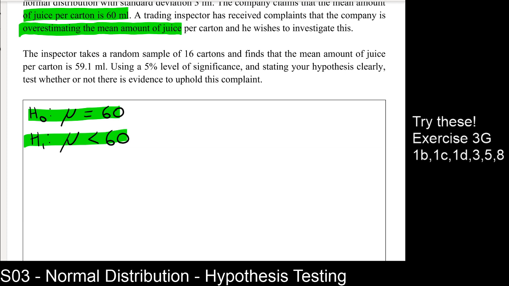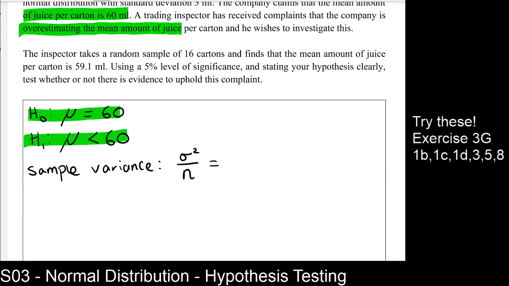So firstly, what we need to do is work out our sample variance, and be careful because this is different than what it normally is. For the sample variance, we're just going to write that it's sigma squared over n. So just be careful: when we're doing the hypothesis test, we need to do sigma squared, the variance, divided by the number in our sample.